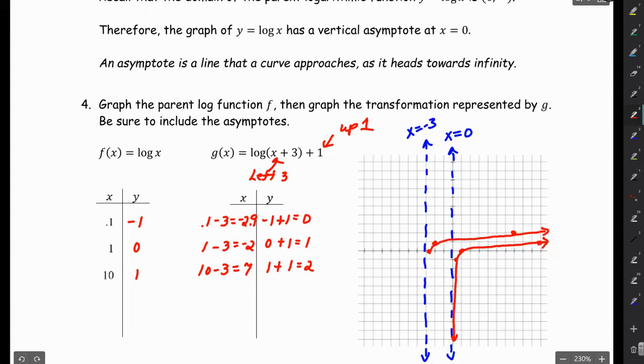And just be careful when you draw the graph to make sure that your line is just getting closer and closer to the asymptote, but not really touching it. All right, that takes care of number 4.